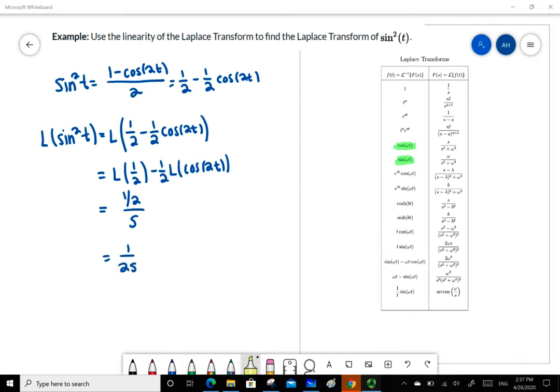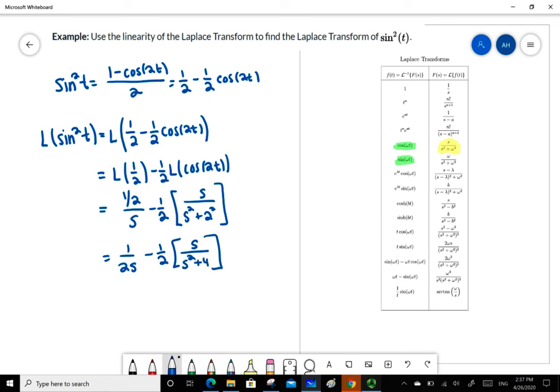And we can use that the table says that the Laplace transform of cosine of omega t is s over s squared plus omega squared to write that the Laplace transform of cosine of 2t is s over s squared plus 2 squared, which equals s over s squared plus 4.